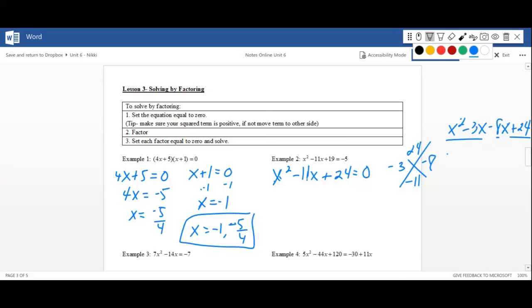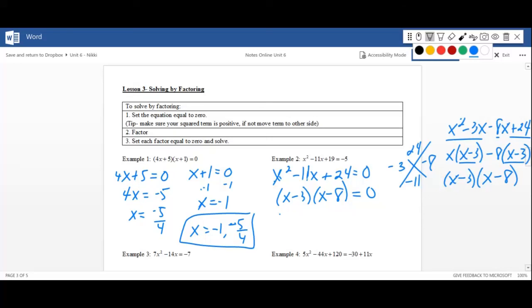Remember, we do the grouping technique with trinomials, so we can take out the x for this one. We can take out a negative 8, so we get positive x and negative 3. So these two will match for us, and then we get x minus 3, x minus 8. Perfect. So factored x minus 3, x minus 8. Step 2 is done. So now we just set each factor equal to 0 and solve individually.